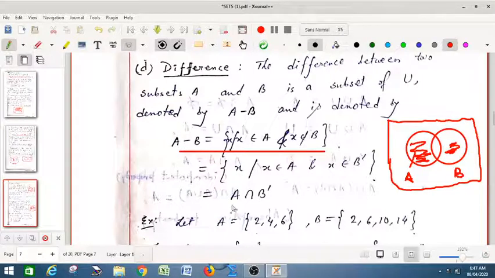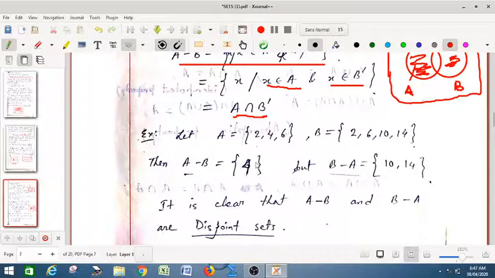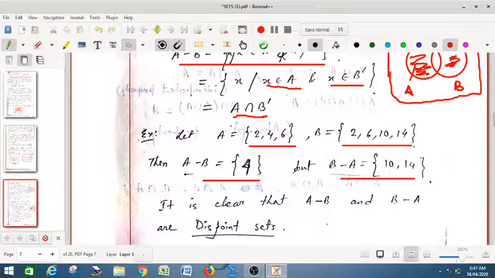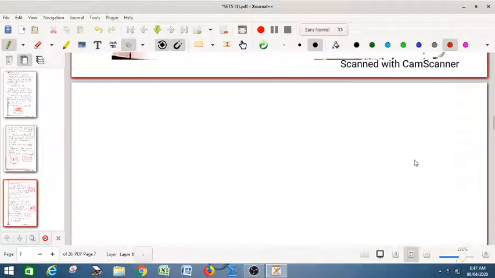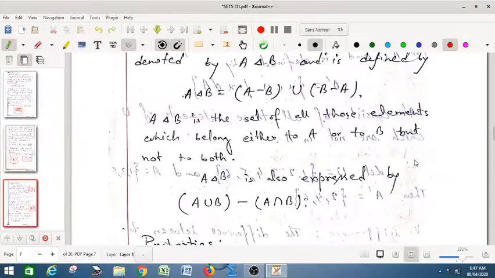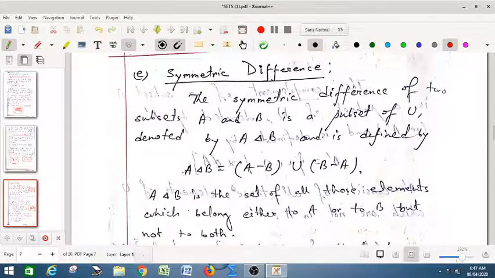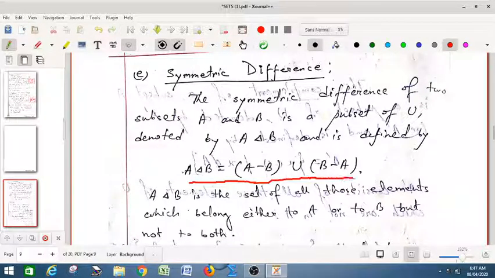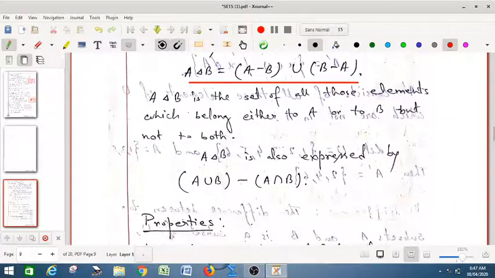Also we can say A minus B is A intersection B complement, because X belongs to A and X does not belong to B implies X belongs to B complement. So that is why A intersection B complement. Let us have an example. A is equal to 2 4 6 and B is equal to 2 6 10 14. So A minus B is 4 and B minus A is 10 comma 14. Look at this example and also the Venn diagram. Also we define the symmetric difference, A delta B, as A minus B union B minus A. This is also a concept of symmetric difference.